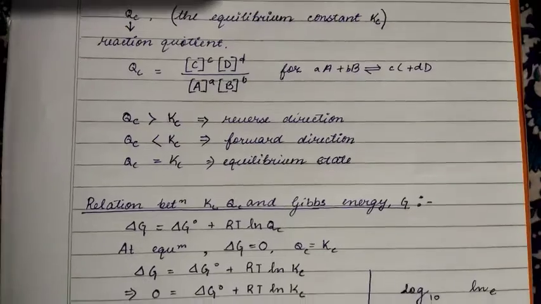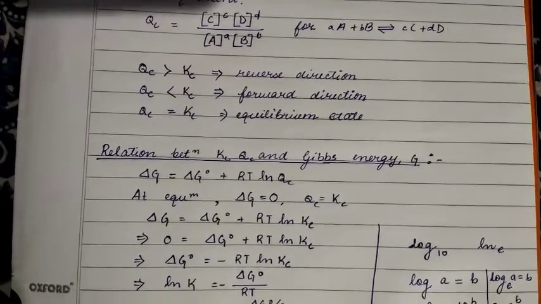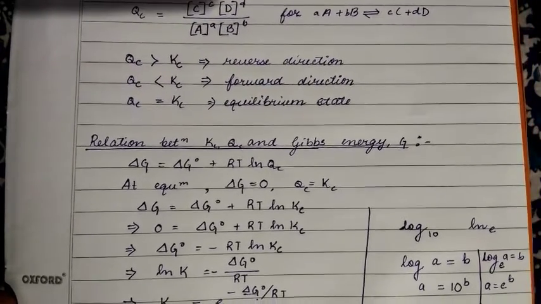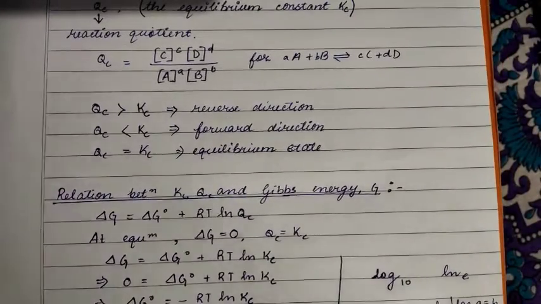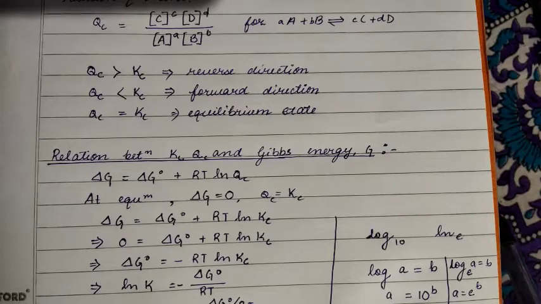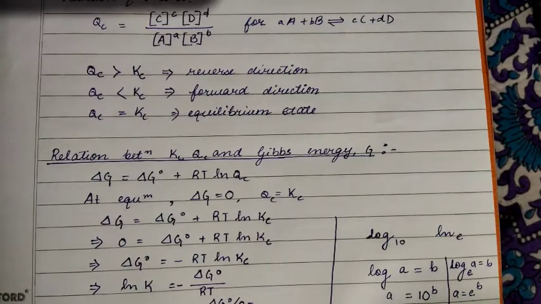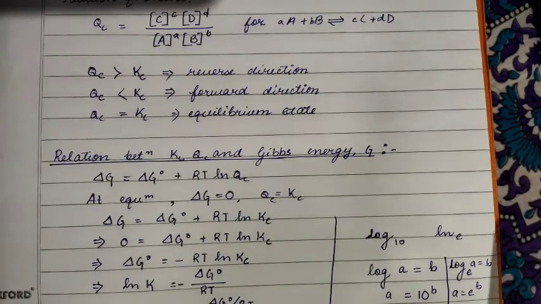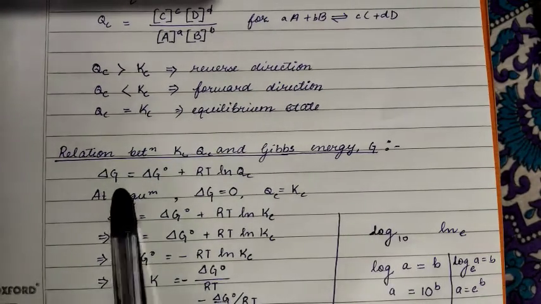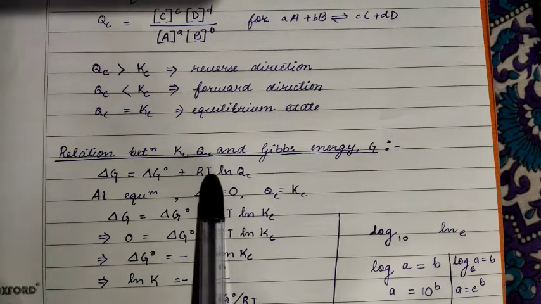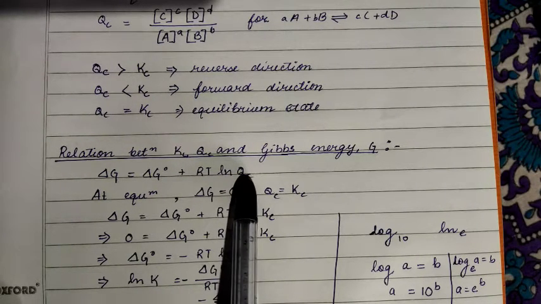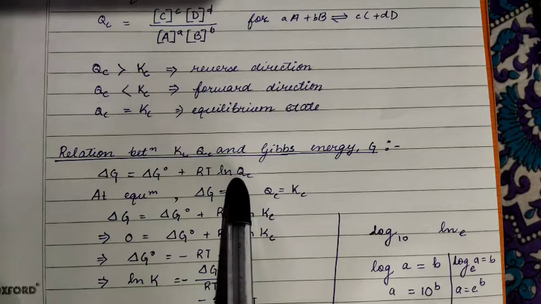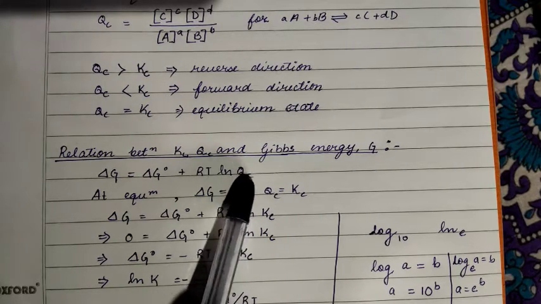Next, another topic, the last one, is the relation between Kc, QC and Gibbs energy. Gibbs energy we have studied already, right? We have studied it in thermodynamics. So now we will get a relationship between QC, Kc and G. Gibbs energy is denoted by G. You know the formula delta G equals delta G naught plus RT ln QC. This is the formula that we got in thermodynamics, but there, instead of QC, it was K.